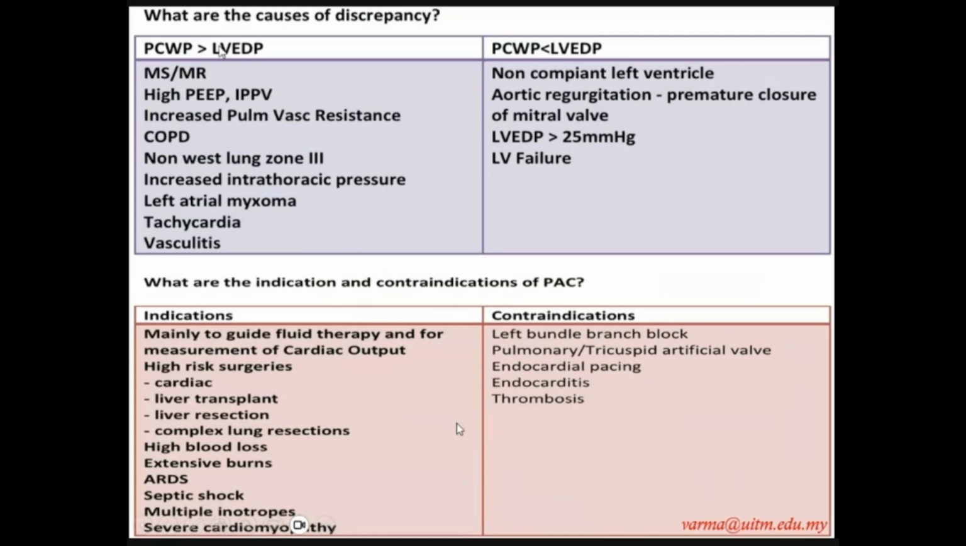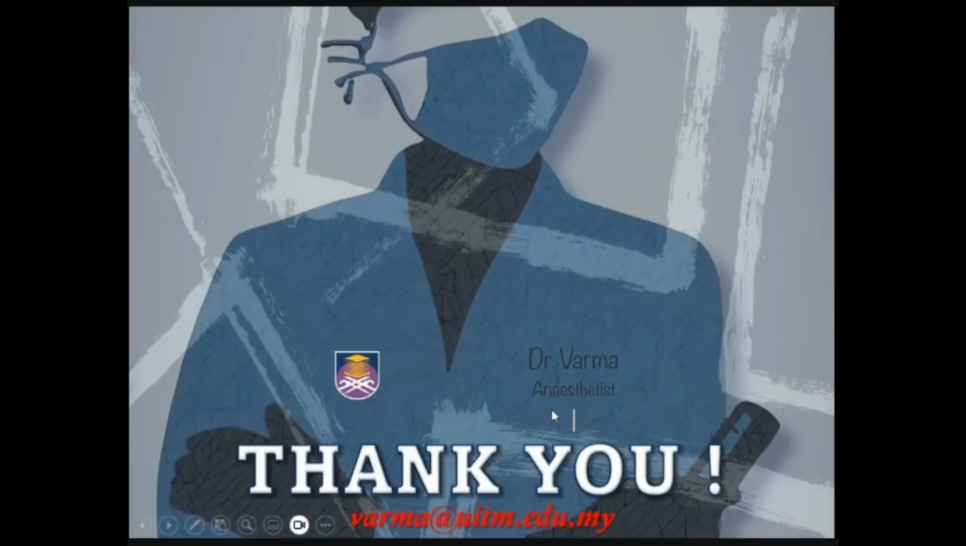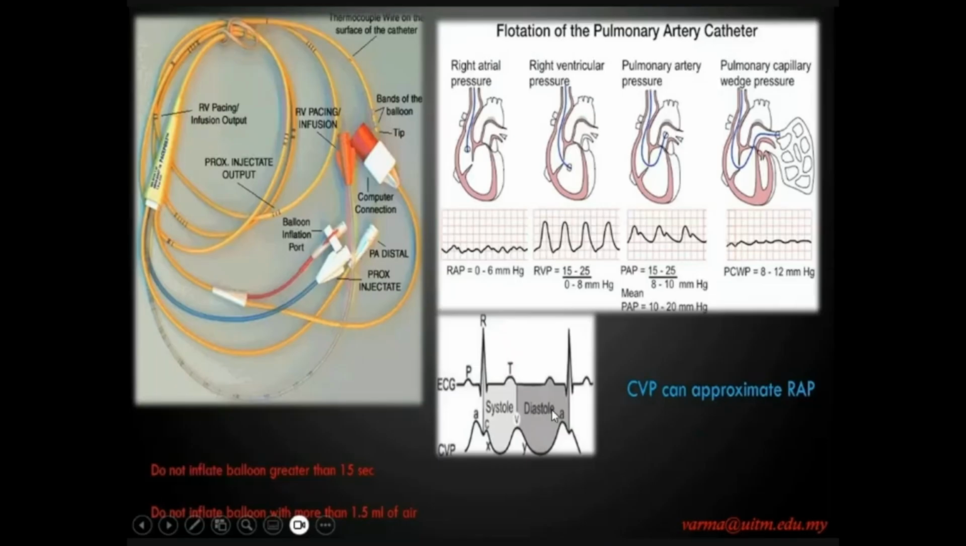Then what are the causes of discrepancy? You can read on your own. This is what I mentioned about your zones just now. Okay, so when you have zones, there'll be a problem with all these things. So all this can happen. So what are the indications and contraindications? You can read on your own also. I'm not going to go into this much. Okay, that is about your PA catheter.